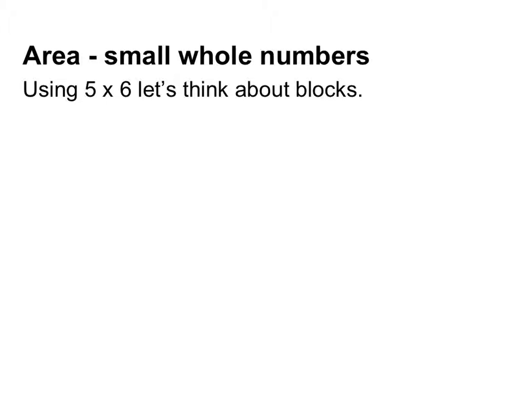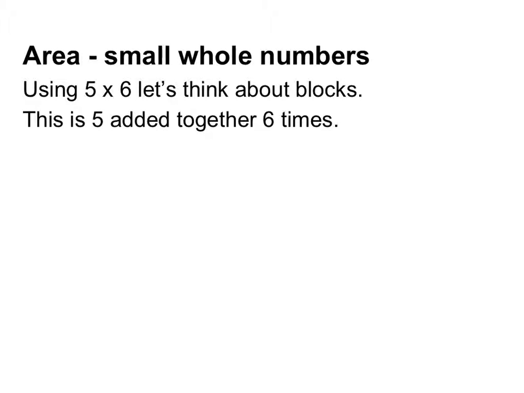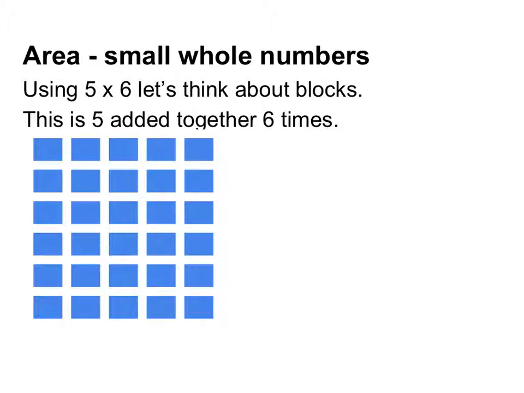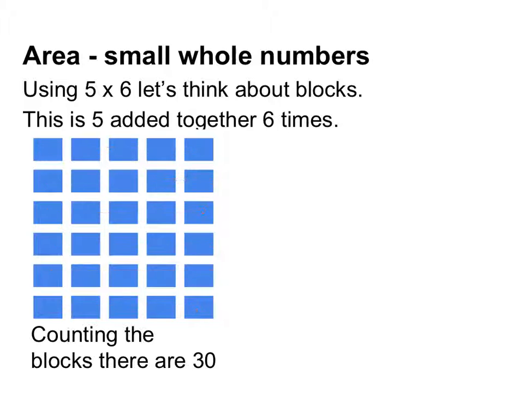So you probably don't need an area model to do 5 times 6, but it's just going to get us started. So let's think about blocks. So 5 times 6 is 5 added together 6 times. So here I have a group of 5 blocks, and I have 6 of those. So I have 6 groups of 5 blocks. And if I count that up, I can see that there are 30 blocks.